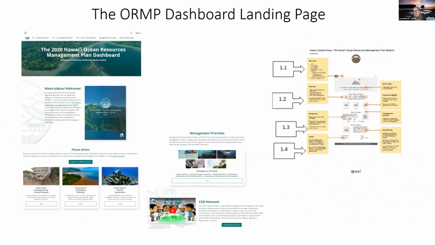The left side of the slide shows the landing page of our hub site split into 2 images to fit this slide. The landing page includes an overview of and link to the ORMP plan, as well as a link to the ORMP story map and CZM video mentioned previously. It also includes cards that link to pages for each focus area, as well as to a management priorities page. These pages can also be accessed through the menu at the top.